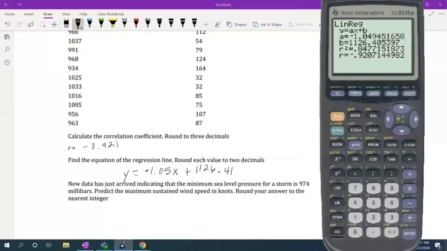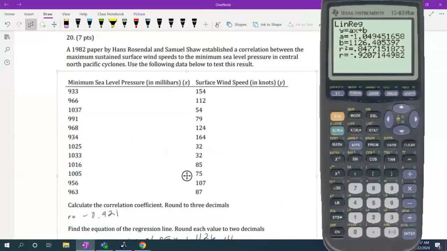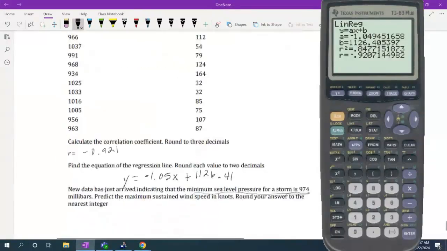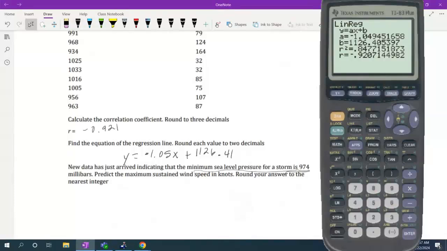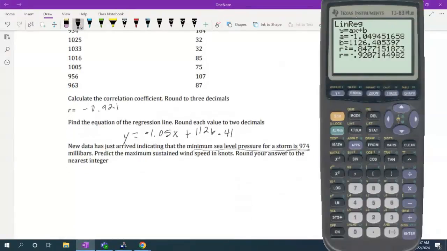And the last part, they want us to use that to answer the last question. It says that the minimum sea level pressure for a storm is 974, and notice that the minimum sea level pressure is x. So in our equation, I'm going to substitute x with 974, and we're going to solve for y. We're going to predict the maximum sustained wind speed. So y is equal to negative 1.05x plus 1,126.41. We're going to substitute x for 974.